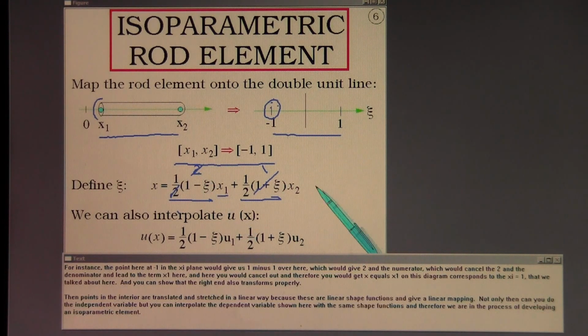Not only then can you do the independent variable, but you can interpolate the dependent variable shown here with the same shape functions, and therefore we are in the process of developing an isoparametric element.